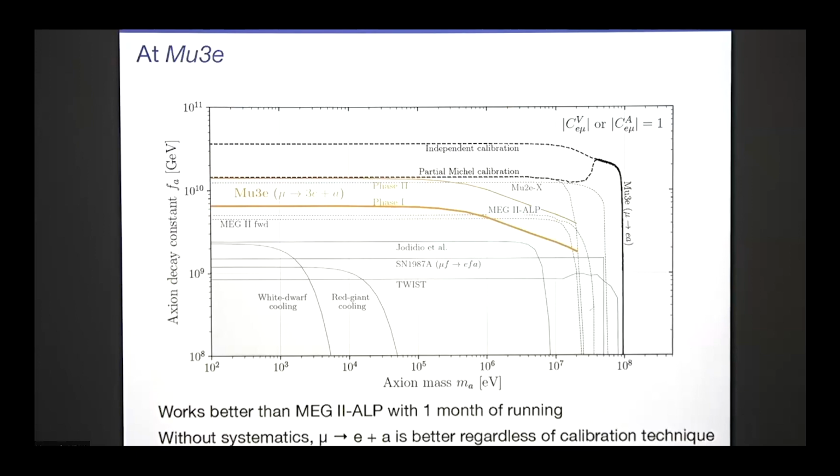The 2 black lines over here are the single electron channel at Mu3e, assuming that you calibrate on the Michel spectrum, and this one is assuming that you have an independent calibration. These are the lines that Ann-Kathrin showed in her talk. Again, they're not including systematics, so if it turns out that the systematics can be brought under control, then this is definitely what you want to be doing.